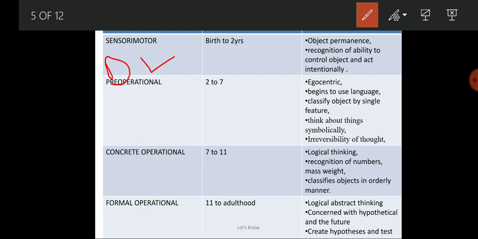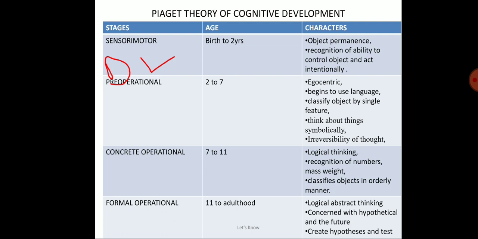Cognitive development occurs first, then learning occurs. This is by Piaget. Here you can see his 4 stages. First one, sensory motor, as we have already discussed in an earlier video. So sensory motor is from birth to 2 years.